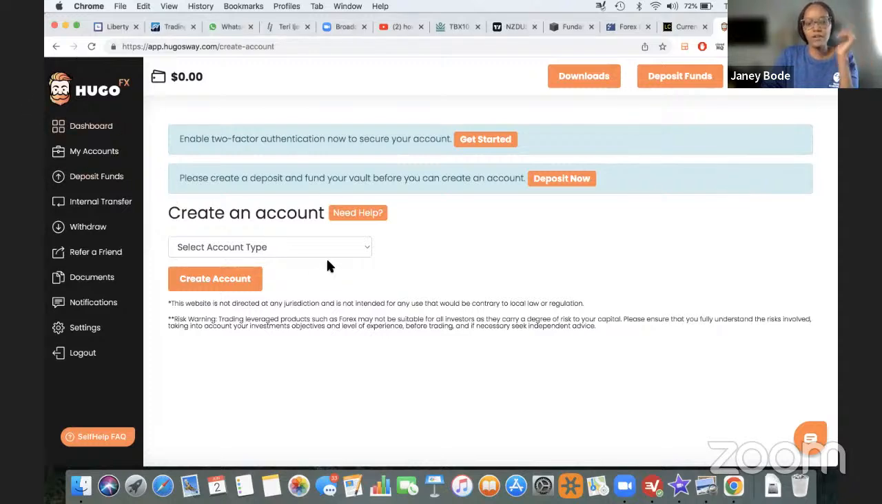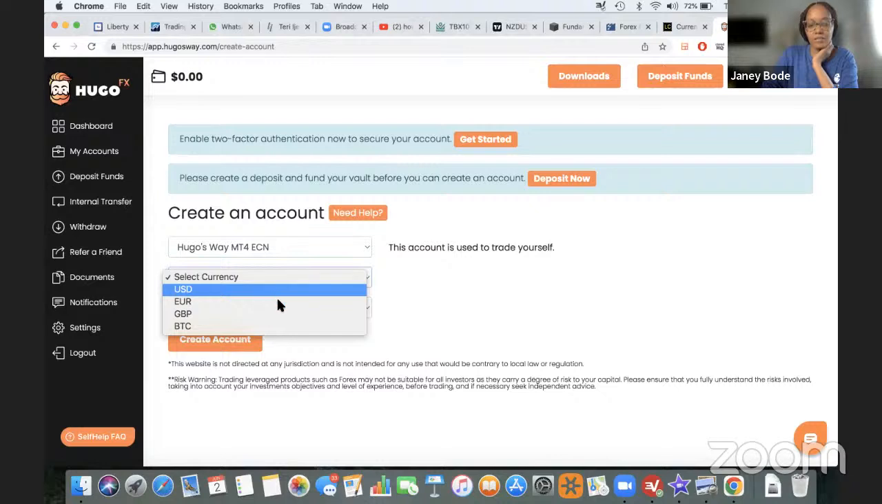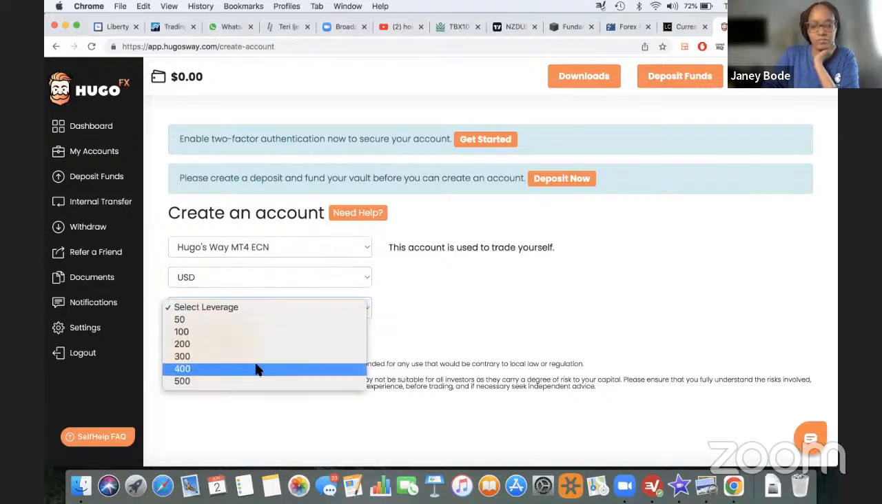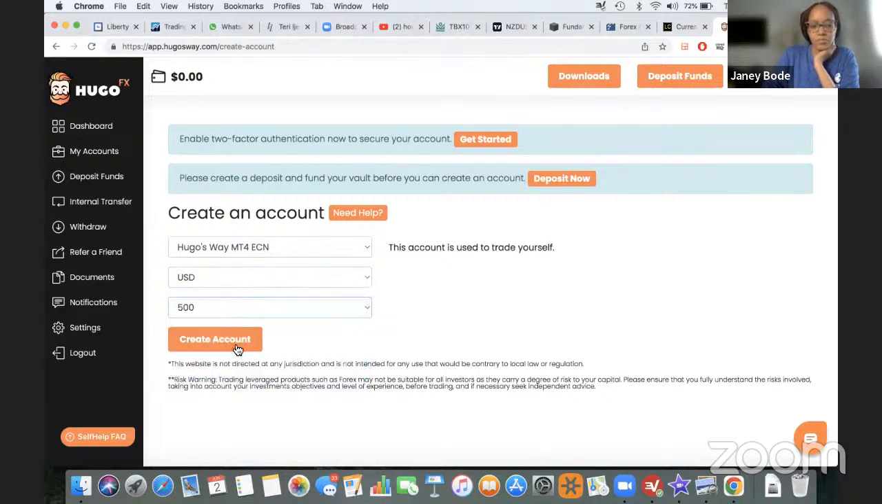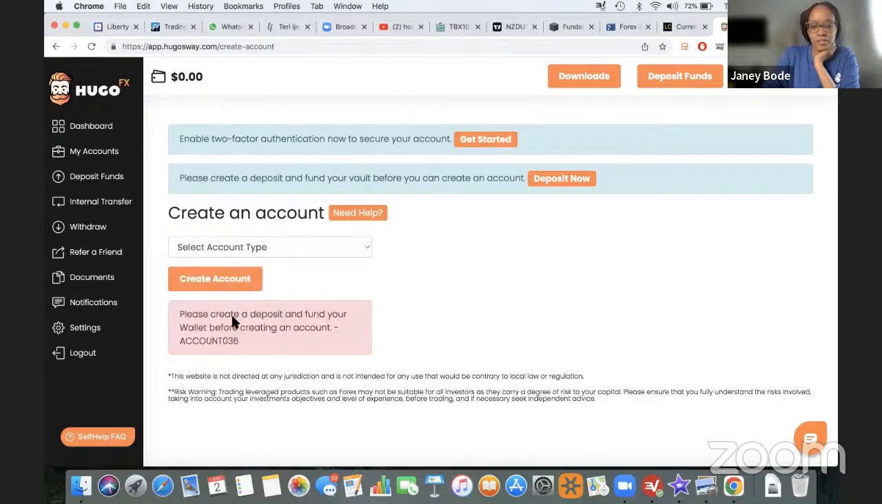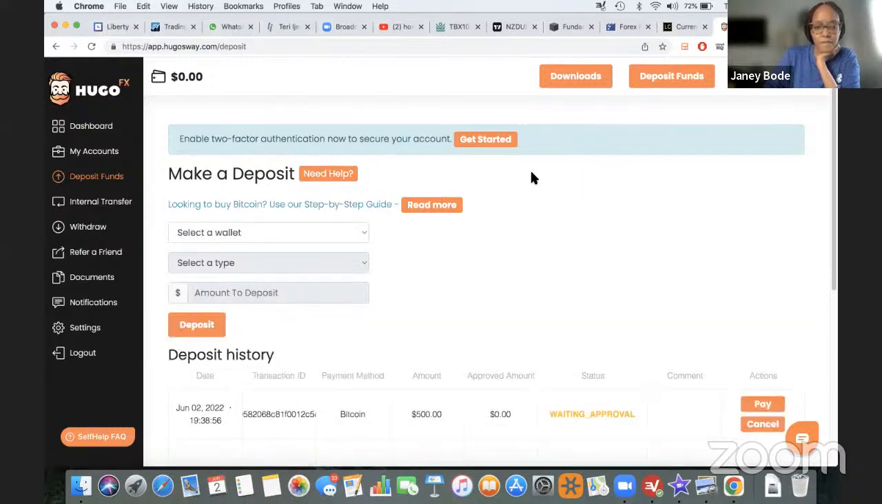All you have to do is just come here and you say, I want to create an MT4 ECN account. That's a live account. That's all you have to do. And you put your leverage and you say create. Okay, please create a deposit and fund your wallet before creating an account with this. Okay, so they're saying deposit now.